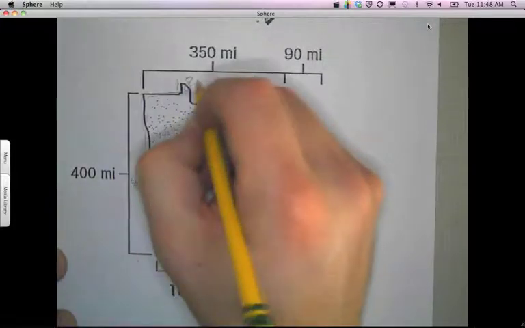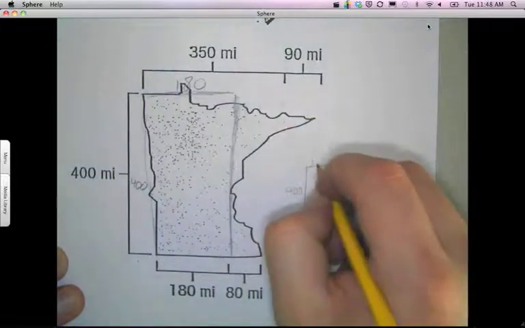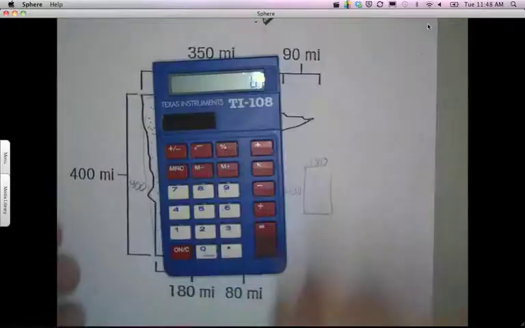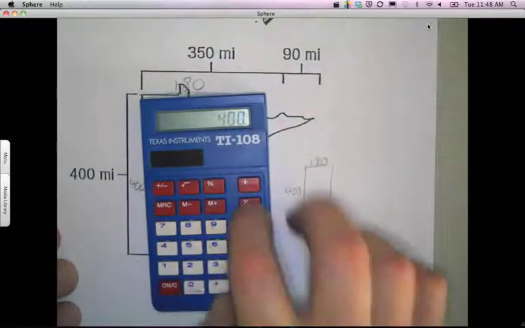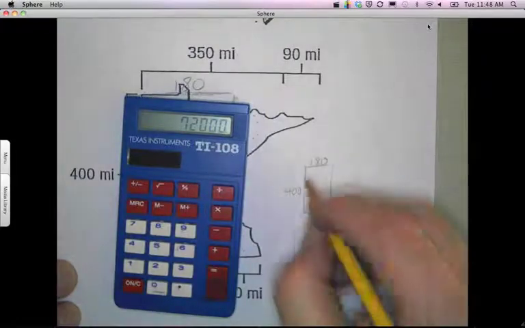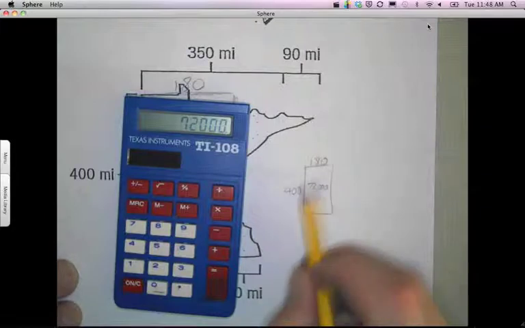So this is just a rectangle that's 400 by 180, and if you multiply those together, you're going to end up with, I need a calculator. Can someone toss me a calculator real quick? Going old school. Look at the fancy calculators we've got. This thing's amazing. 400 times 180 ends up being 72,000. So the area of that whole rectangle is 72,000.